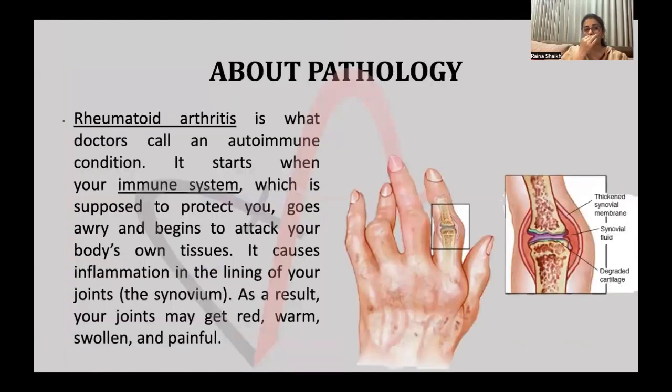So what is the pathology? Rheumatoid arthritis is what we call an autoimmune disorder. So somewhere the immune system is compromised. When your immune system, which is supposed to protect you, goes against you and attacks your body, that is the time your tissues get damaged, and that is what this is all about. It causes inflammation in the lining of your joints. As a result, your joint will get red, warm, swollen, painful, and there will be distortion in the later stages, as is seen here in the picture.